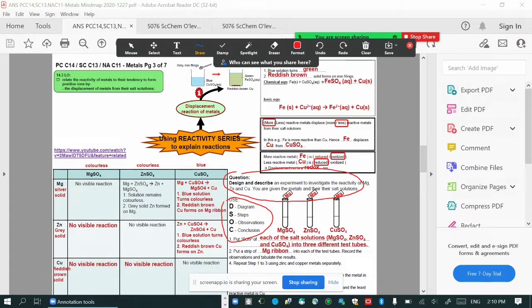Step 1 is to draw the diagram, just to sketch a very simple one, even though the question doesn't ask you to do so. Step 2 would be to write down the steps, and then after that the observations, and finally conclusion. So conclusion will be the part that ties your answer to the question. Let's take a look at the question.